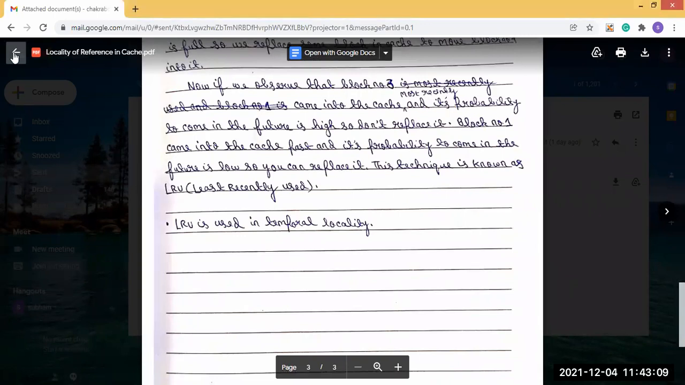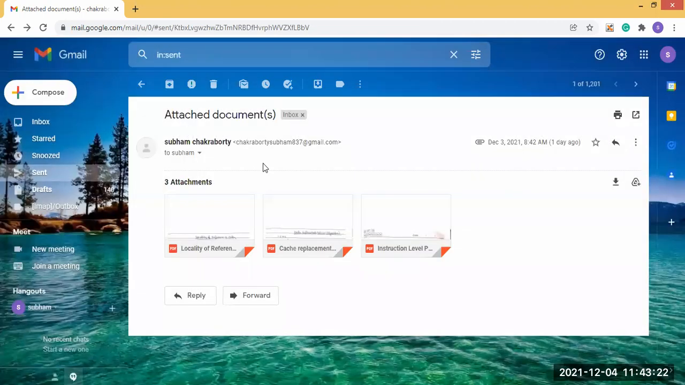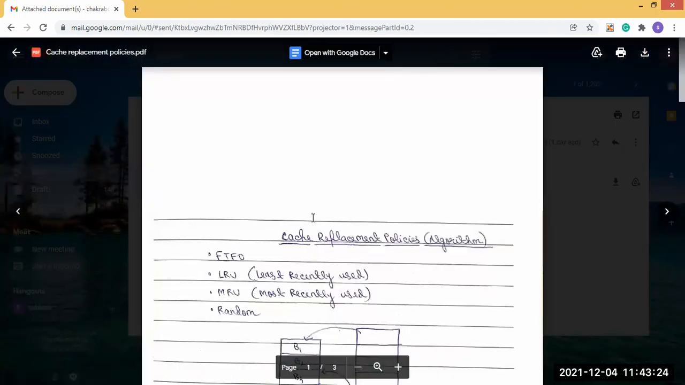So this is the technique. You should keep in mind that we have two techniques: one is spatial locality and the other is temporal locality. These are the two techniques of the locality of reference.